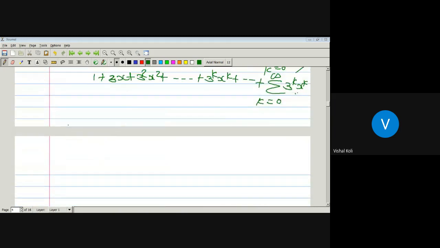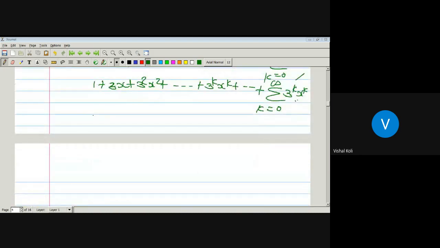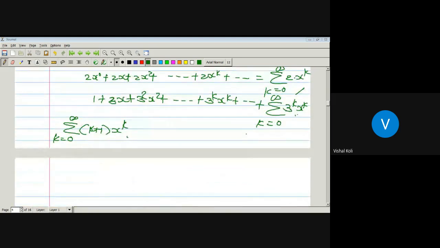Now the last one is nothing but ak equal to k plus 1. So what is its series? It is the infinite series of x raised to k. That one is nothing but summation k running from 0 to infinity k plus 1 x raised to k. So these are the generating functions corresponding to the kth general terms, that is ak equal to 2, ak equal to 3 raised to k, and ak equal to k plus 1. Kunal, any doubt in this? No, sir.